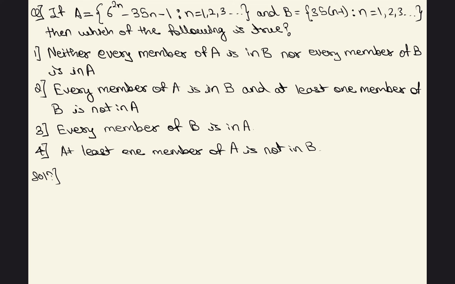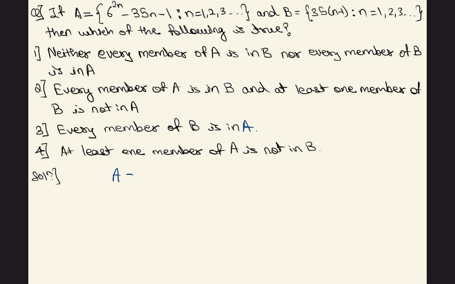Every member of B is in A, that means B is a subset of A, and at least one member of A is not in B, that means B is a subset of A but not completely. Now let's look at the solution, how to do this.